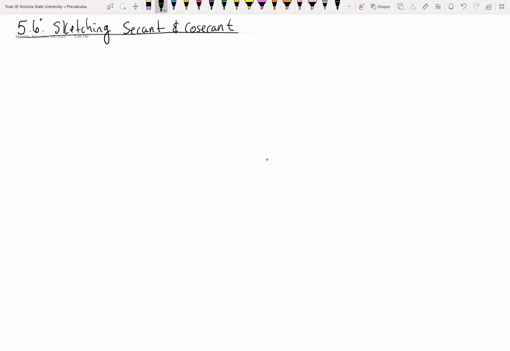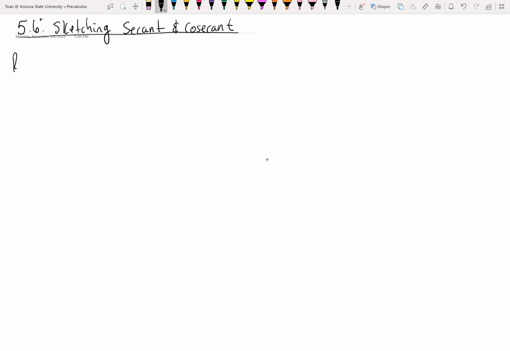So up until now, we've sketched sine, cosine, tangent, and cotangent. All that's left to talk about is what do the graphs of secant and cosecant look like. Again, we can do this point by point, making a table of values, but I think doing it logically might save us some time, and it'll allow us to understand why the shapes look the way they do.